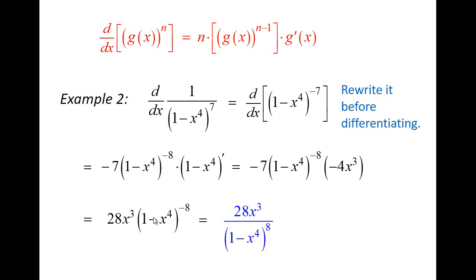One final step is that (1 minus x to the 4) to the negative 8 can be written as 1 over (1 minus x to the 4) to the positive 8.